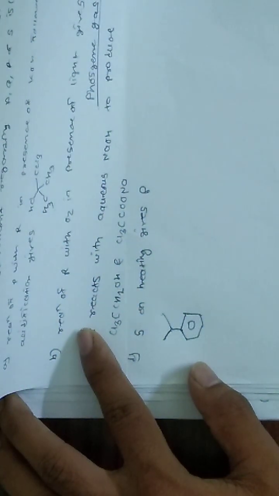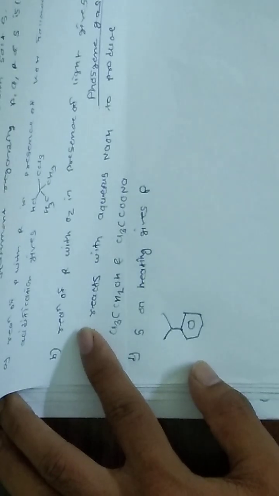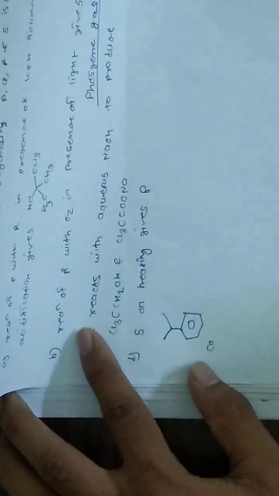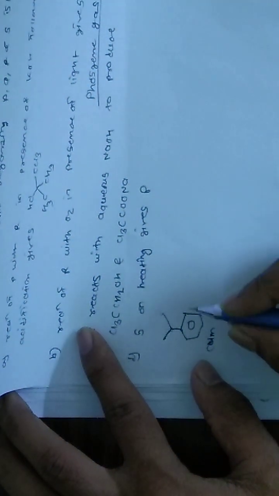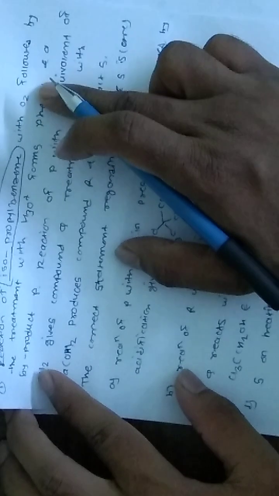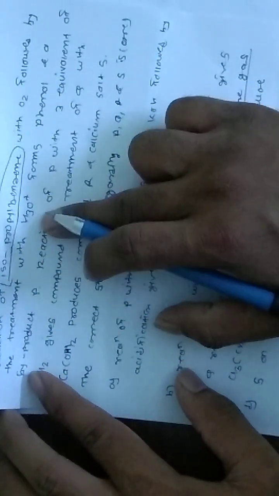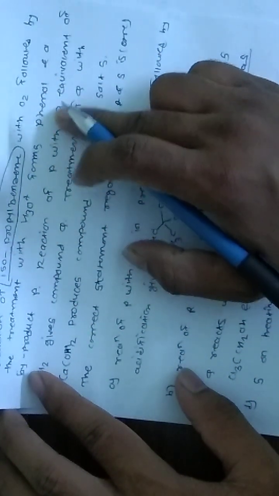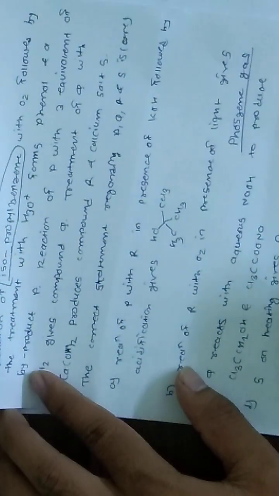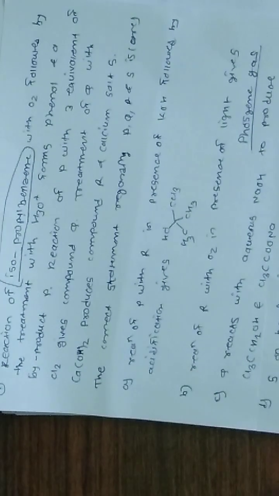Methane, ethane, propane. If any group is attached to the second position of carbon, then we call it iso. So here this is isopropyl benzene. We also call it cumene. After that, what will happen? Reaction of isopropyl benzene, that is cumene, with O2 followed by treatment with H3O+ forms phenol and a byproduct P. Reaction with O2 is called cumene oxidation, that is air oxidation.